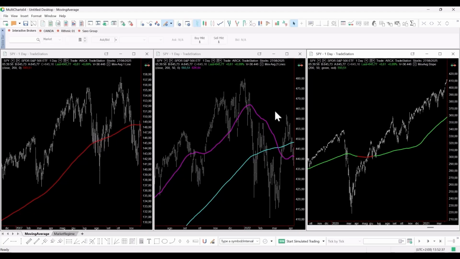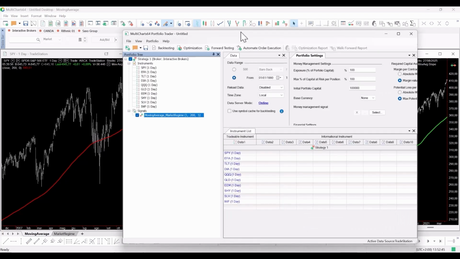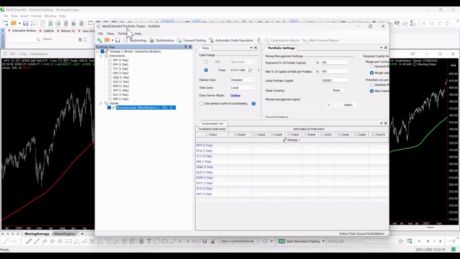Great, now that we've covered this little bit of theory, let's, as always, try to figure out quantitatively which of these three methods might be the best for determining what market regime we're currently in. To do that, we're going to use the portfolio trader. And what does the portfolio trader do? Well, just like the name suggests, it applies a strategy to a portfolio of instruments.